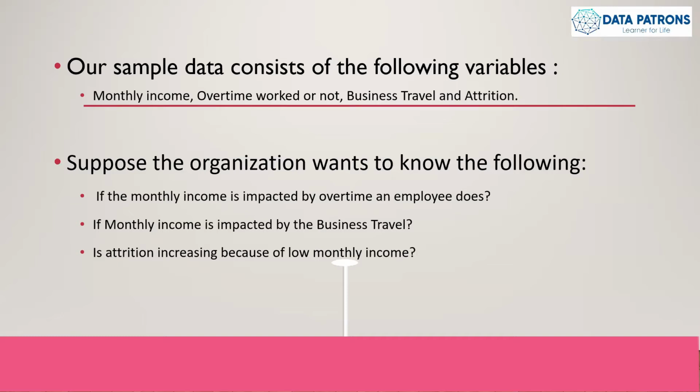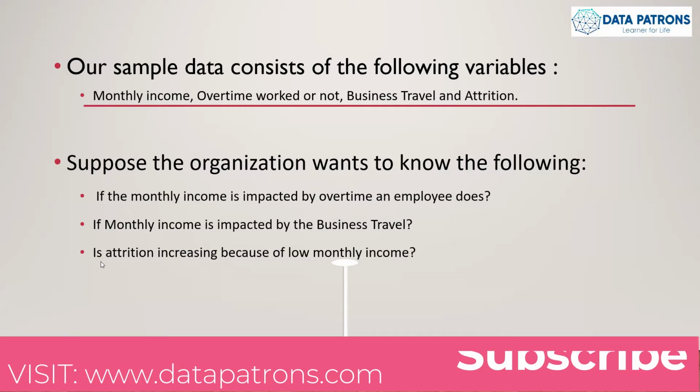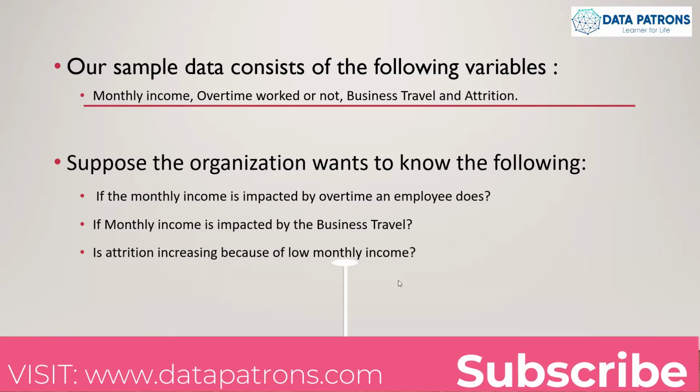Considering these four variables, suppose the organization wants to know the following three questions. First, if the monthly income is impacted by overtime an employee does. Second, if monthly income is impacted by the business travel. And the third question the organization wants to answer is if attrition is increasing because of low monthly income. Now let us see how to solve this.